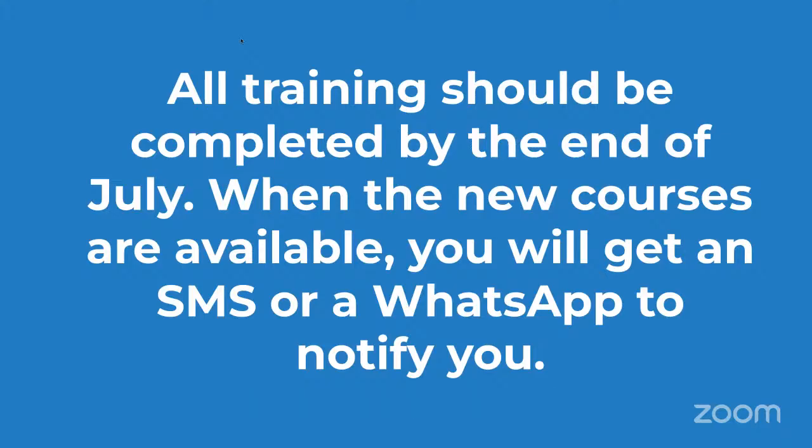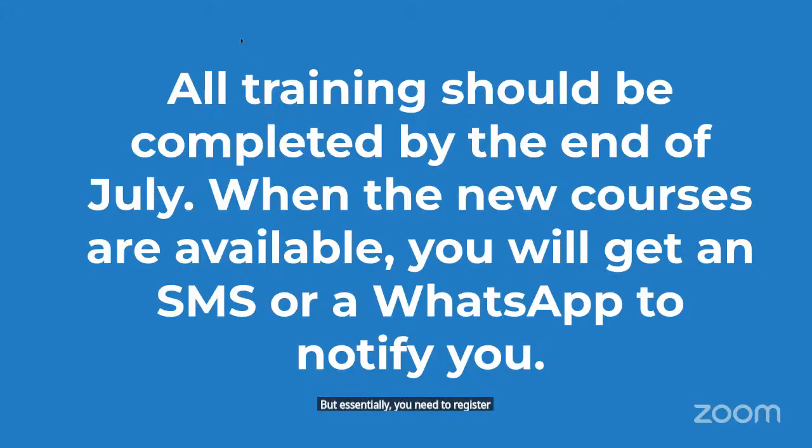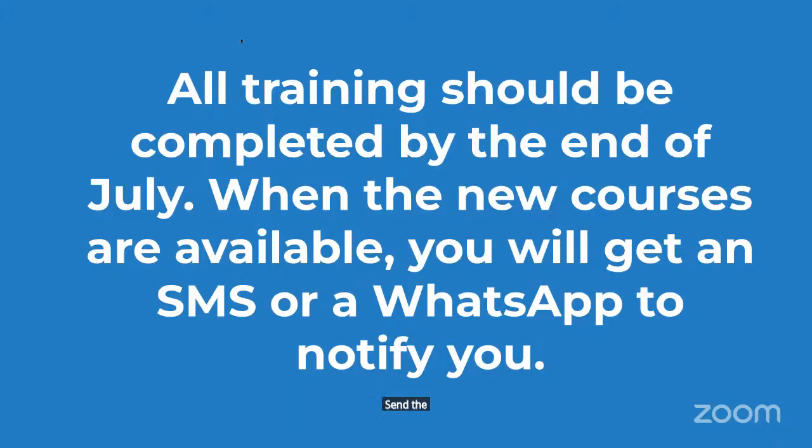I see a question here from Ifiwe. How can I add my details? Great question. You may have joined us a little bit late and missed the registration portion of this presentation, but essentially you need to register on our WhatsApp chatbot. And the way you do that is you send the word hi on WhatsApp to 060 060 3333.